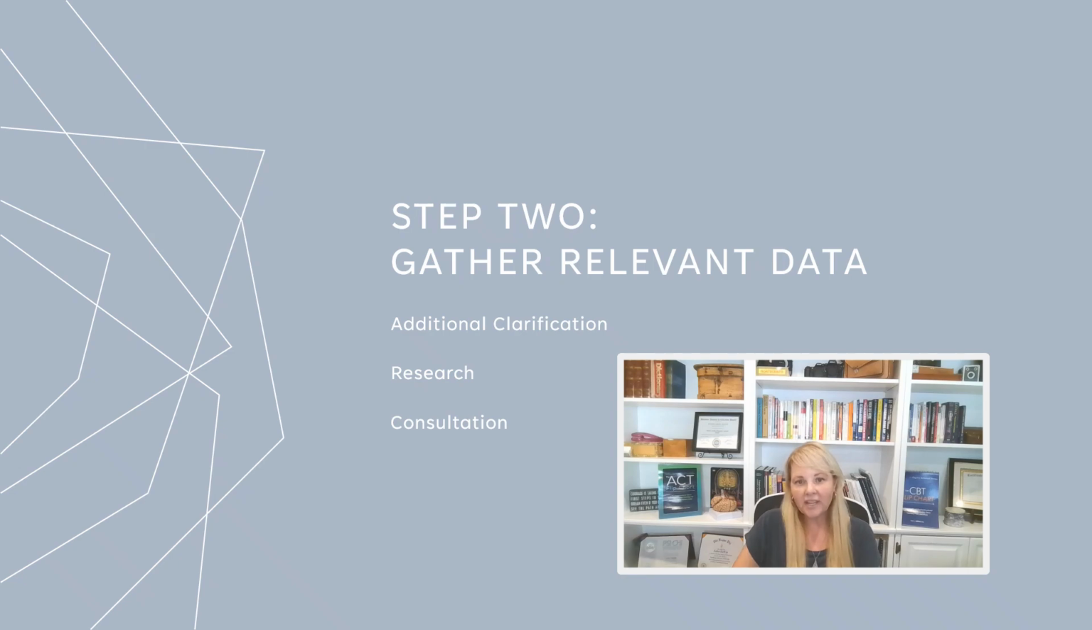In step 2, we're gathering relevant data. So one of the things that we look at when we're gathering data is if we need additional clarification. Sometimes when we're writing out the situation, we're writing out our options, we realize that we're missing some pieces of information and we need to ask questions from other people involved, questions from stakeholders. So this is where you're going to gather that additional clarification and ask those questions, get that information.